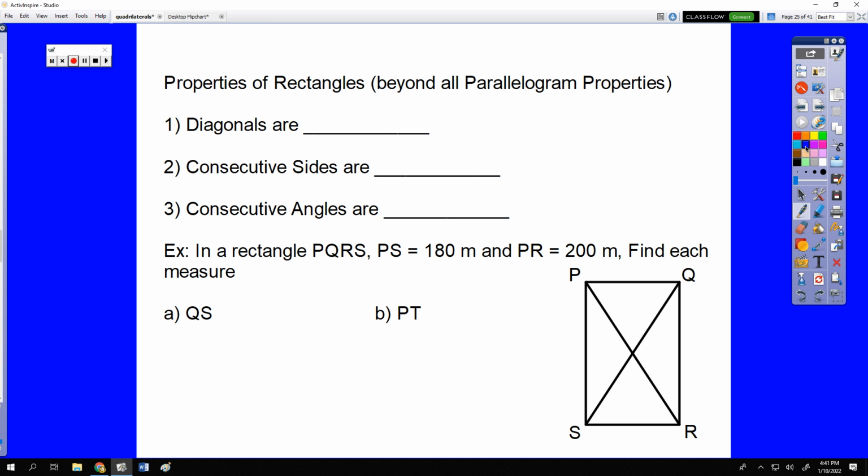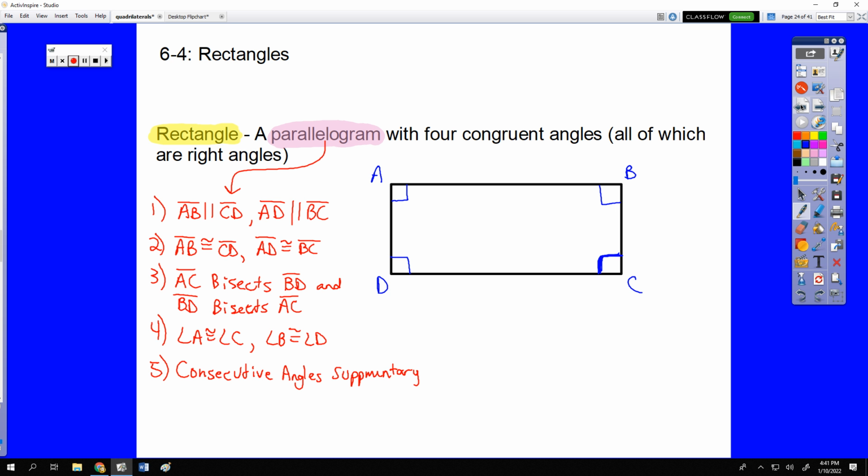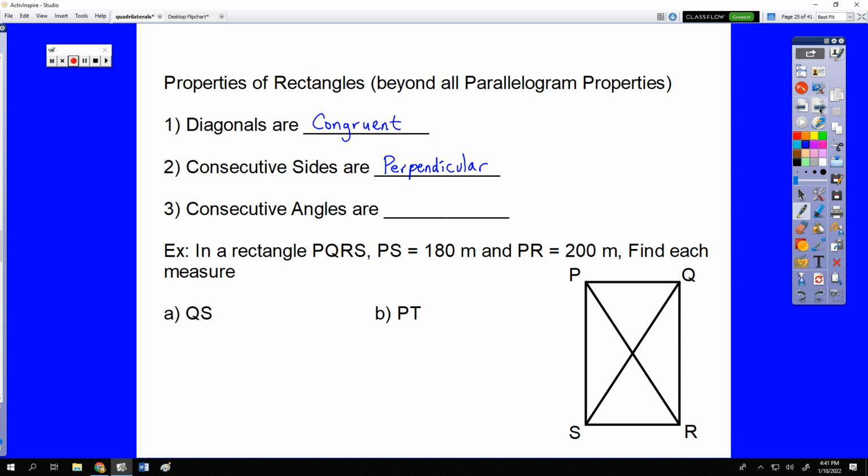Number one, the diagonals don't just bisect each other, they are also congruent to each other. So not only do the diagonals bisect each other, they're also congruent. Number two, in every rectangle, the consecutive sides are perpendicular, which should not come as any surprise to us if we know what the word perpendicular means, because perpendicular means intersecting at a 90-degree angle. So if we went back and looked at this rectangle here, it should make sense to us that AD is perpendicular to AB because those two sides form a 90-degree angle, and that's the definition of the word perpendicular.